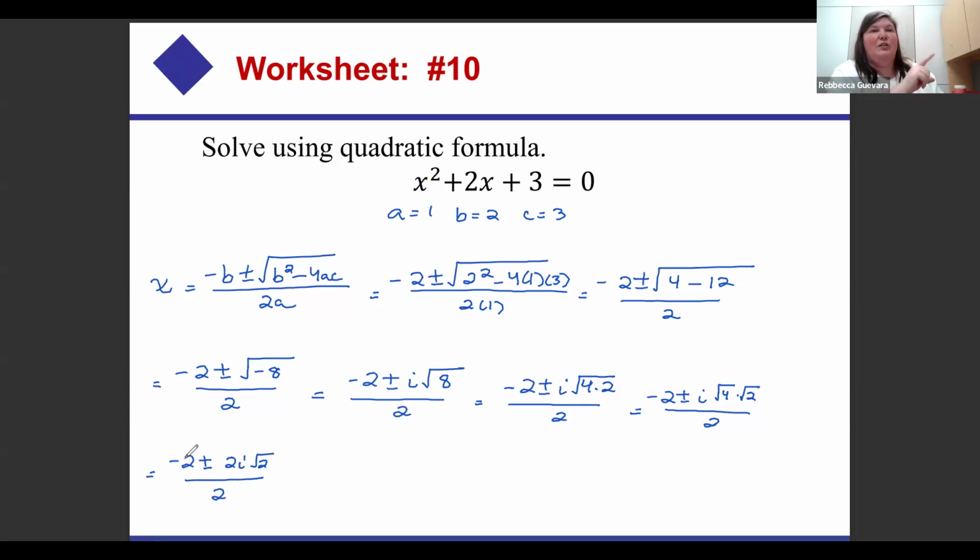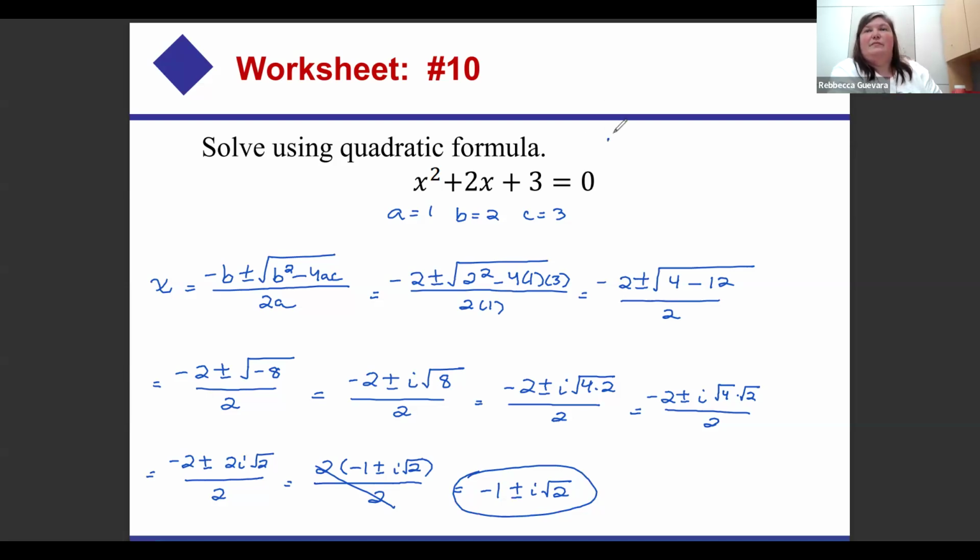So we can have that as our solution. Just notice that I can pull out a 2 on the top. And we have that 2 on the bottom. Those are going to cancel. And what my roots would be: minus 1 plus or minus i square root of 2. So once again, I'm getting conjugate roots. That is one, and the other one is going to be this. So that is also my solutions.